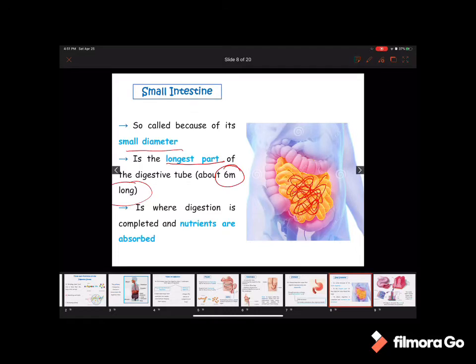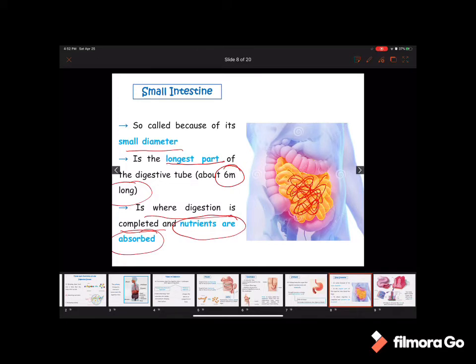And what's so important about it also is where the digestion is completed. So technically the digestion, whether it's physical or chemical or whatever it is, ends in the small intestine. So this is where the absorption of nutrients happens. Inside the small intestine, the blood comes and collects the nutrients to distribute them to the rest of the cells.